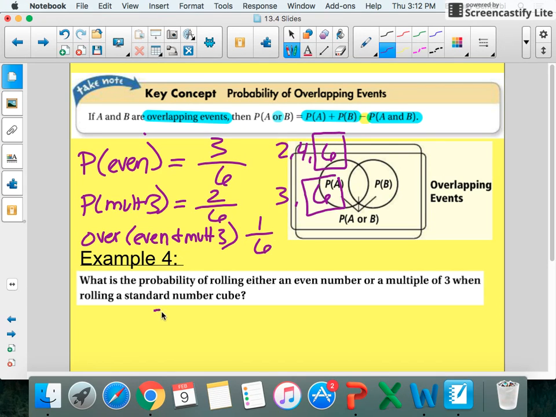So I'm going to do my P of even, so my 3 over 6, plus the chances I get a multiple of 3, which is 2 out of 6. But then I have to subtract that overlapping one, which is the 6, because it occurs twice. So I can't count it twice. That's why I have to subtract it. And then you're just going to do your math. So when you're adding and subtracting, make sure you have the same denominator. So 6 stays on the bottom, and then 3 plus 2 is 5, minus 1 is 4. And then I'm going to simplify that down to 2 over 3. So there's a 2 over 3 chance that I roll an even number or a multiple of 3.